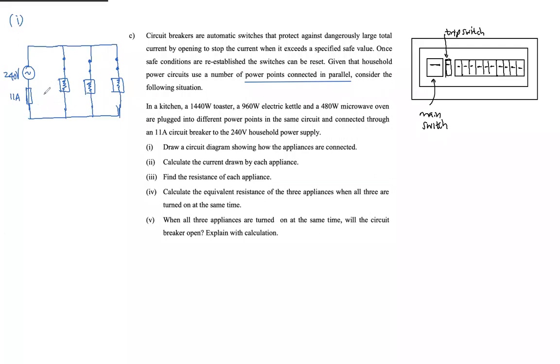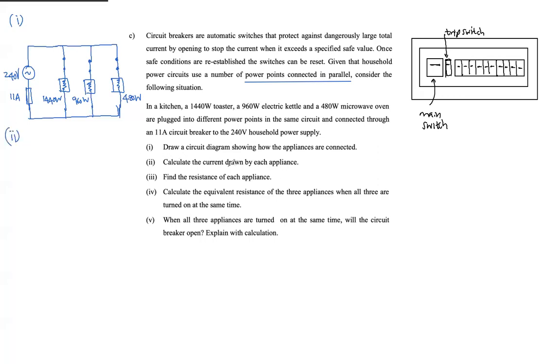Now what is this power? This is 1440 watt. And what about this one? This is 960 watt. And this one is 480 watt. Okay, so that is the circuit. They must be parallel, and they must be connected to this circuit breaker and the supply.